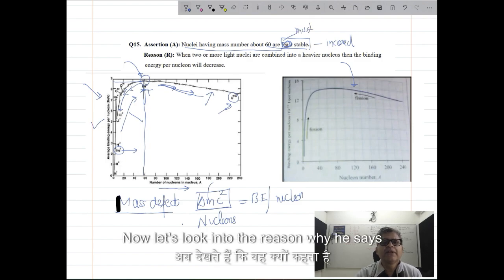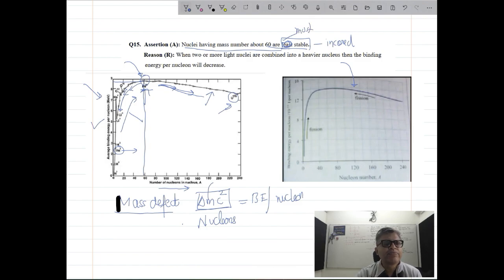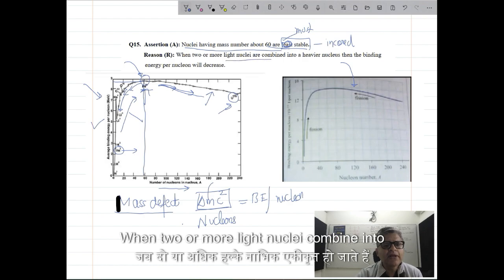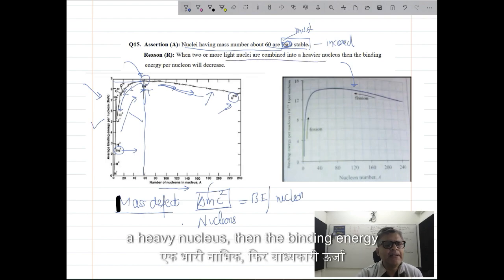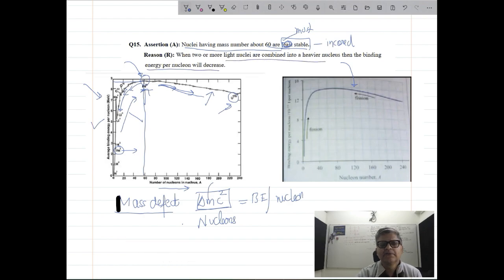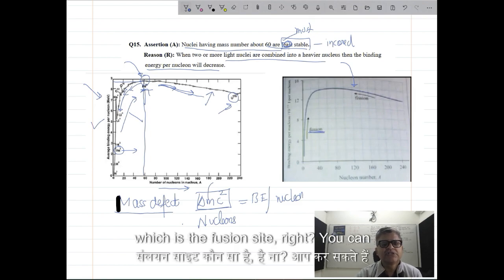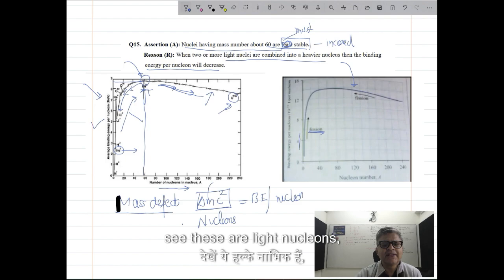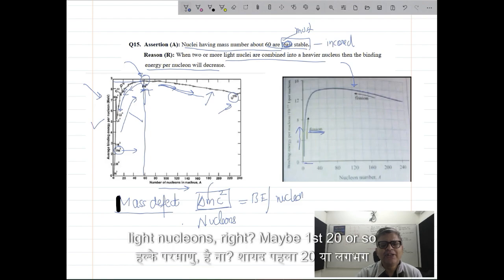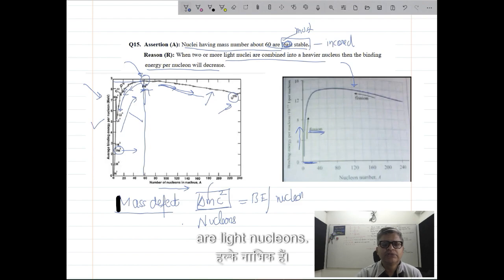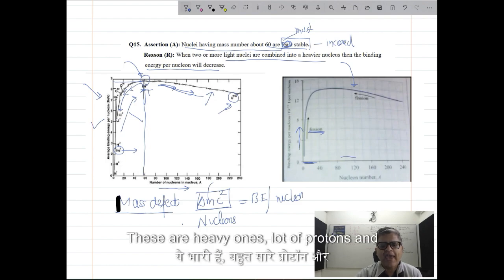Now let's look into the reason why he says it is so. When two or more light nuclei combine into a heavier nucleus, then the binding energy per nucleon will decrease. Wrong. So he's referring to two light nuclei, which is the fusion side, right? You can see these are light nucleons, right? Maybe the first 20 or so are light nucleons. These are heavy, right? These are heavy ones. Lot of protons and neutrons.